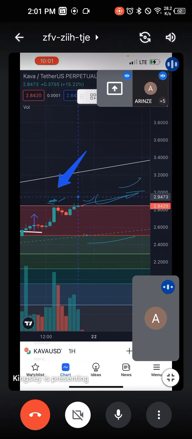So for you to confirm that we overpower the resistance, we need to see a candle that will close above it, on top of that line. The whole candle will close, not the wick. Like two candles have gone above that line, but they only formed wicks. When it's closed and there is no wick on top of the candle, then it's a strong one.